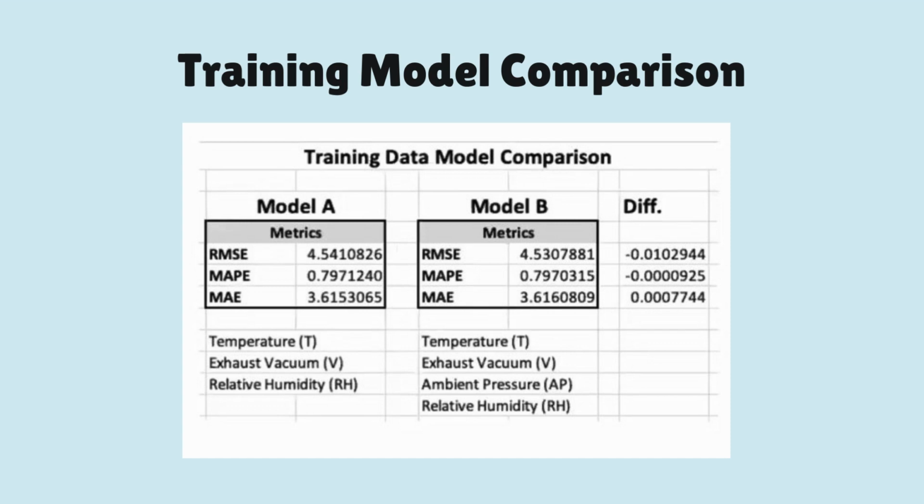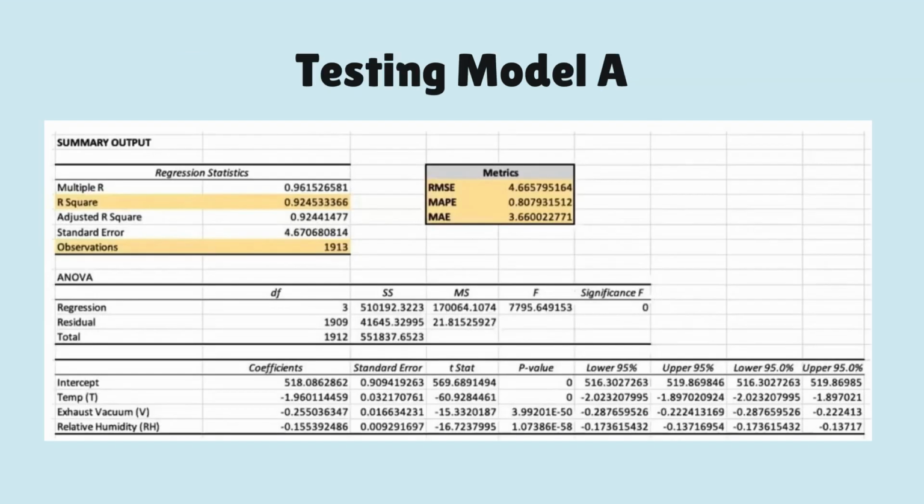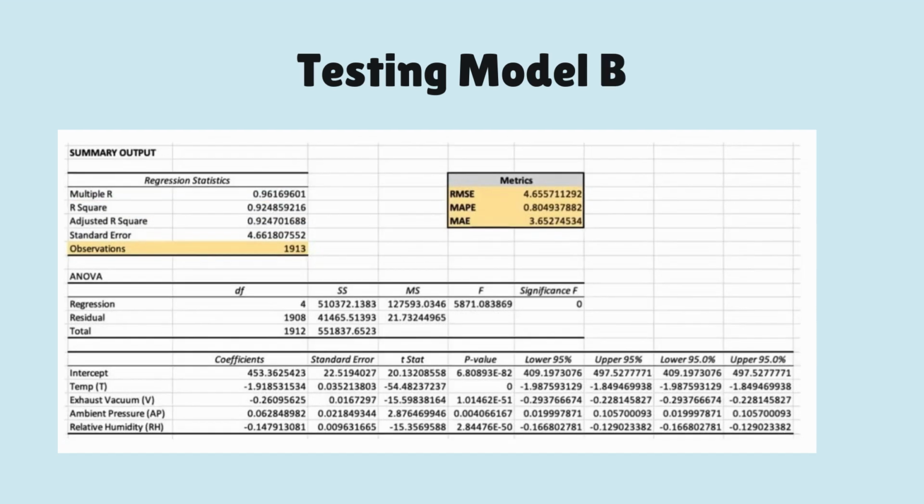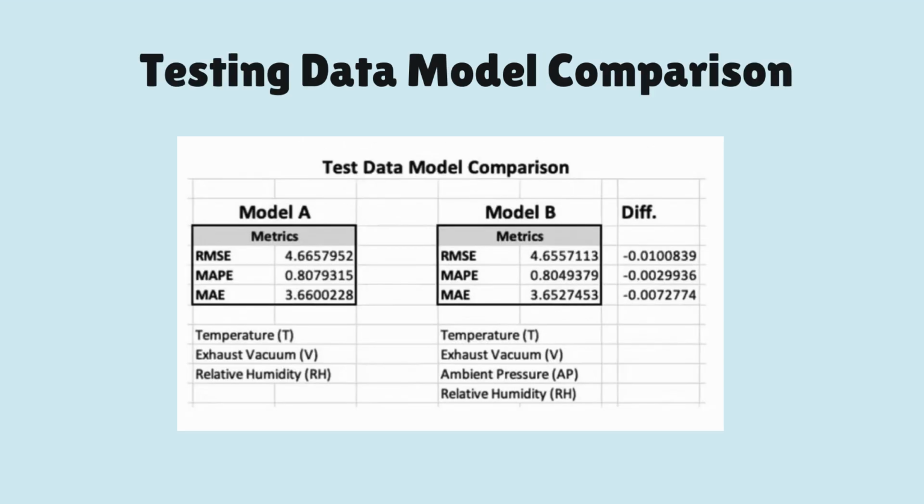If I were to stop here, I would select model B as the preferred model and test that model on the testing data. However, due to the small difference between the two models, I decided to run both models on the test data to see if the same result holds. Running model A on the test data gives me a similar result to the training data. Running model B on the test data also gives me a slightly better, similar result to the training data. Again, a consistently small difference between the two.